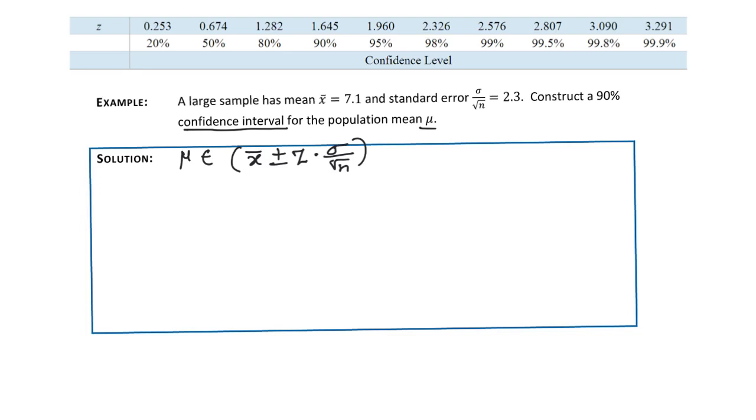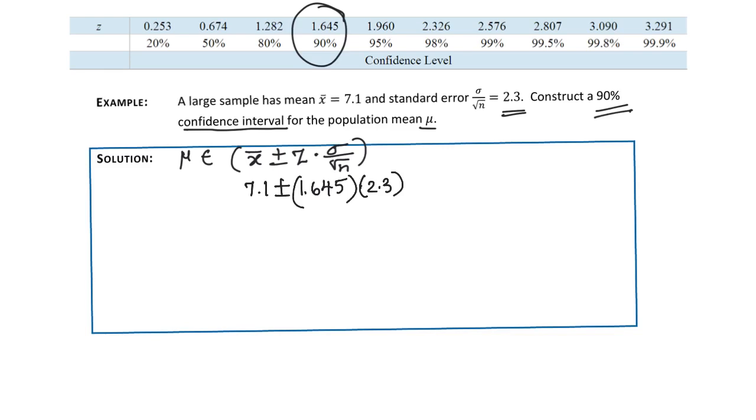Then I will see what are the things given. So we know the sample mean, so that is 7.1 plus or minus. We don't know the z score, so we need to find the z score corresponding to a 90% confidence interval. For 90% confidence interval, we can use the table, or if you want you can use the TI-84 calculator to find the z score. So that is 1.645, and sigma over square root of n is given, that is 2.3.